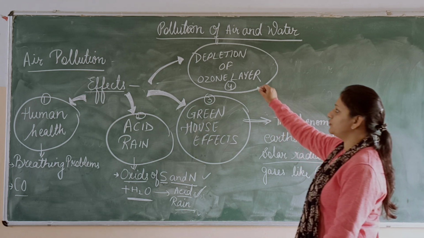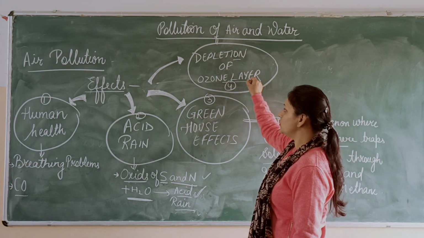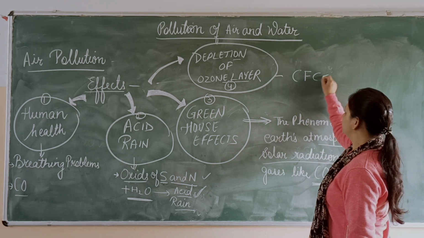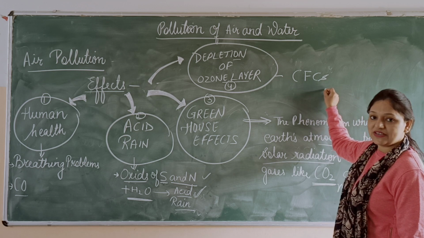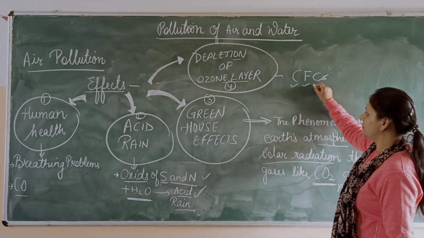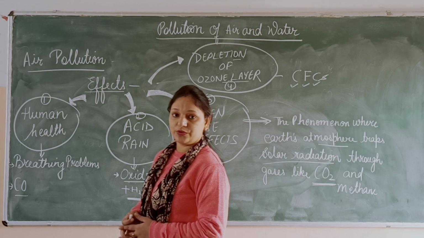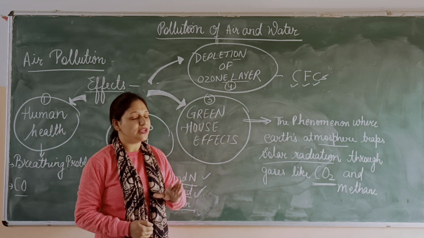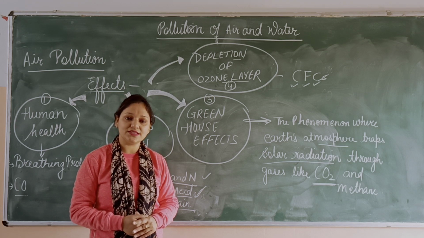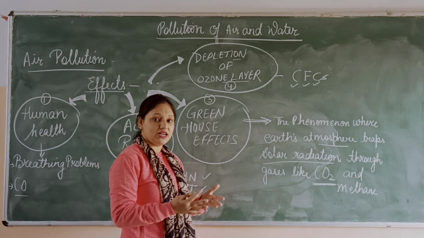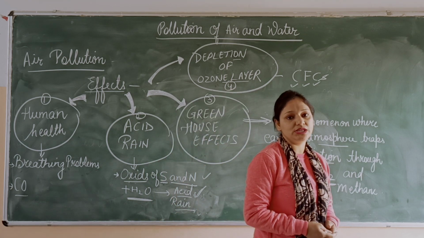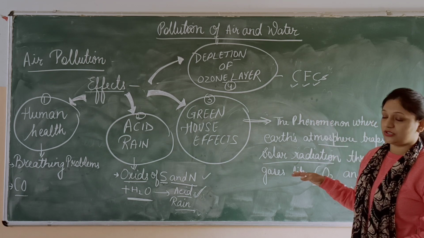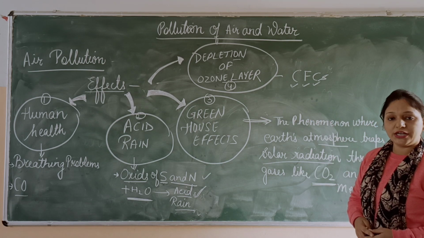Now moving towards the fourth point, that is depletion of the ozone layer. How is it depleted? By CFCs. So what are CFCs? Chlorofluorocarbons. So CFCs are chlorofluorocarbons. They deplete the ozone layer. And why, students, is this ozone layer useful for us? Because it protects us from the harmful ultraviolet rays of the sun. So these are the four major effects of air pollution.